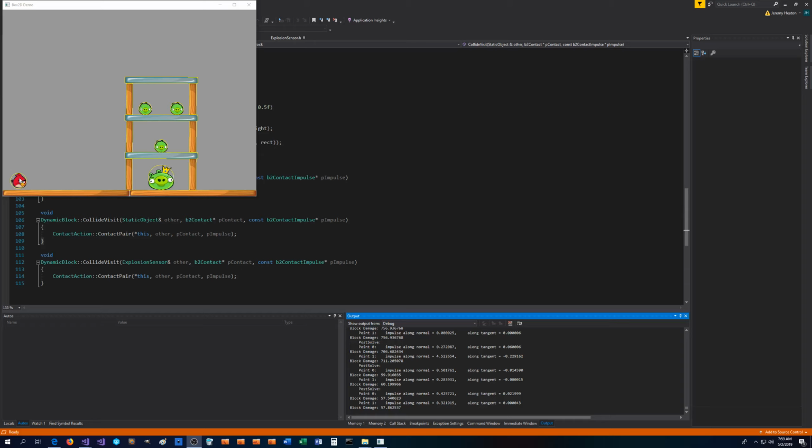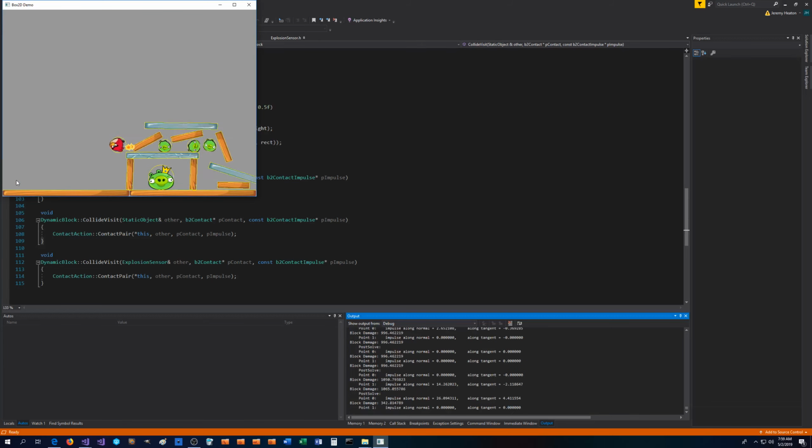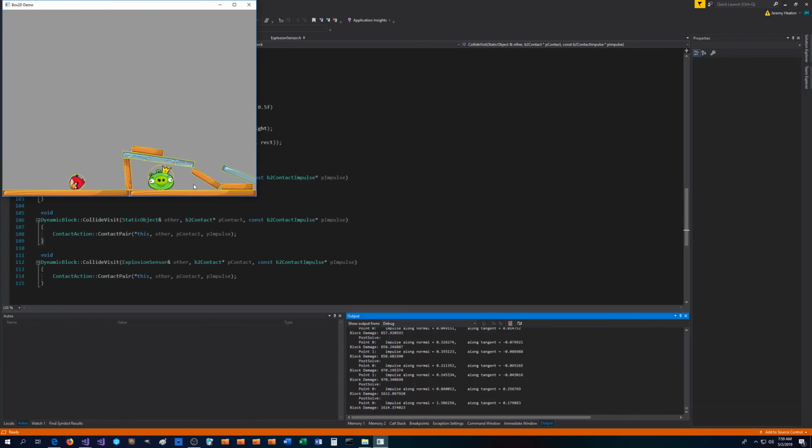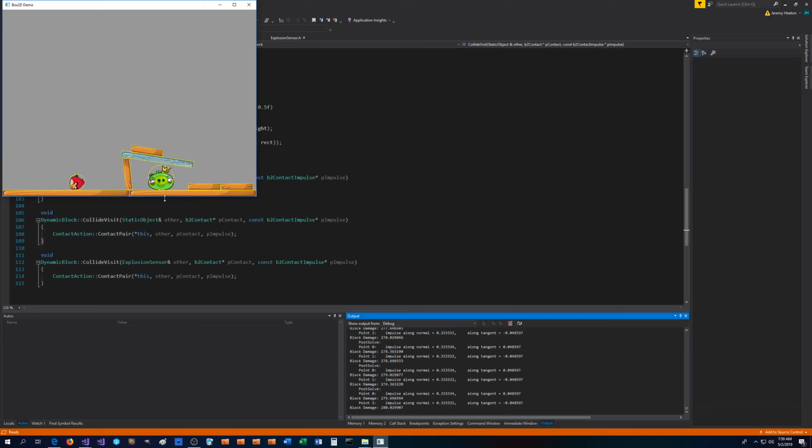So let me demonstrate it real fast. And as you can see, the blocks change, and the pigs go away, and the blocks go away if they get damaged enough.